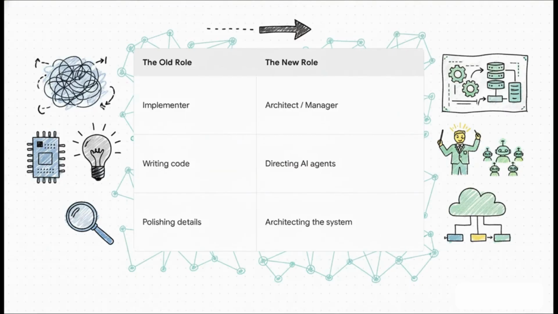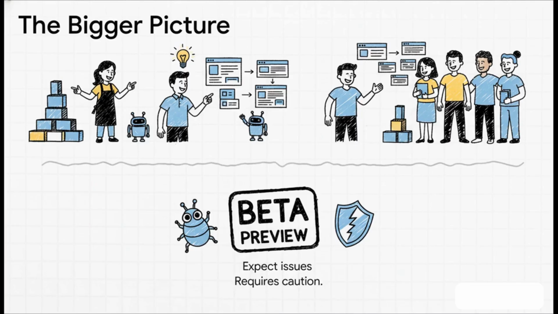So your job is no longer just being the one who implements everything, the one who's grinding out every single line of code. Instead, you become the architect, the manager. You're the one designing the high-level system and then directing your team of AI agents to actually build it. It's a really fundamental change. You're moving from writing instructions to managing outcomes. And this shift has some really massive implications for everyone, not just developers.